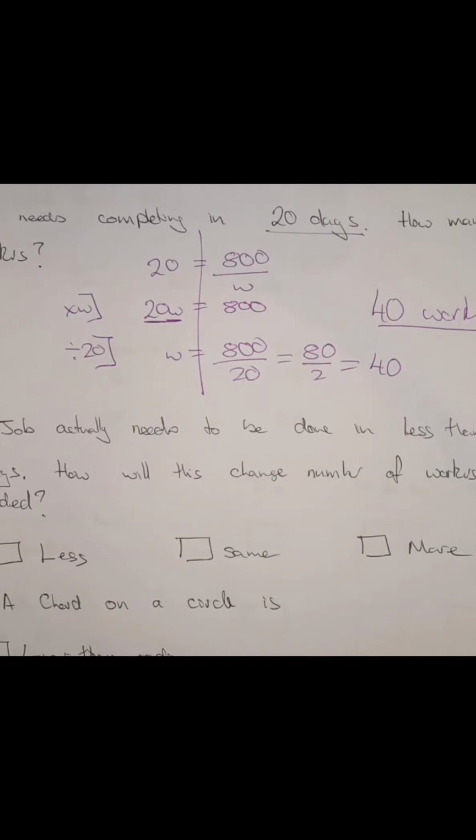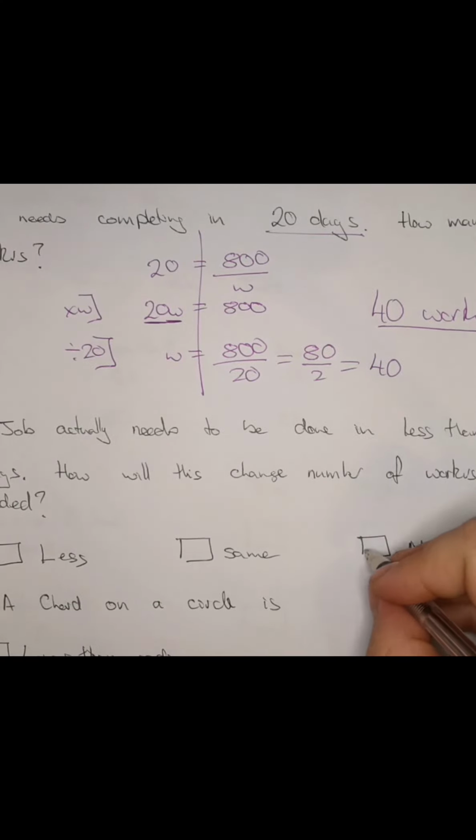The job actually needs to be done in less than 20 days. How will this change the number of workers needed? Well, just thinking in a very realistic way, if I want it done quicker, I'm going to need more people, so I think I will need more workers.